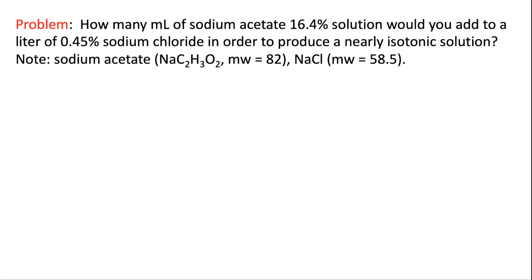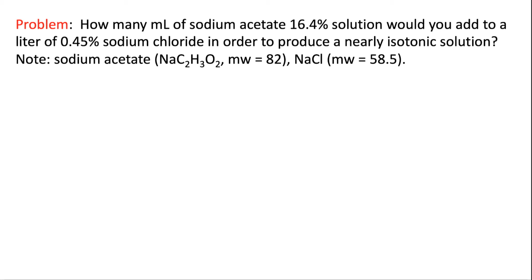Okay? So here's what we're trying to do. We're starting with a liter of 0.45% sodium chloride. And hopefully by now you realize that's not an isotonic solution. We have talked many times about sodium chloride, that a 0.9% sodium chloride solution is isotonic. So clearly a 0.45% concentration of sodium chloride is hypotonic. All right. So we're going to take that hypotonic solution and try to make it isotonic by adding a different additive, namely sodium acetate at a 16.4% concentration, to raise it up to essentially an isotonic concentration.